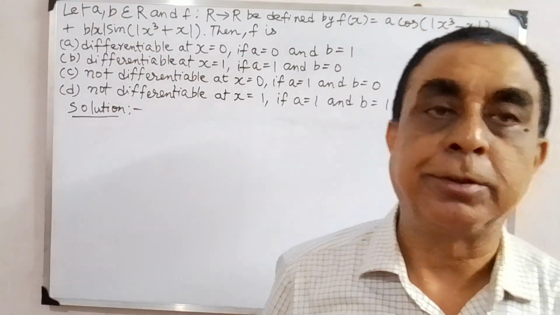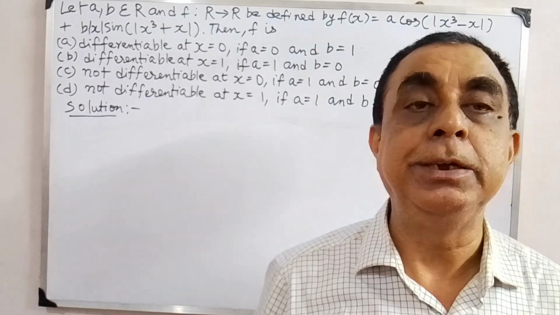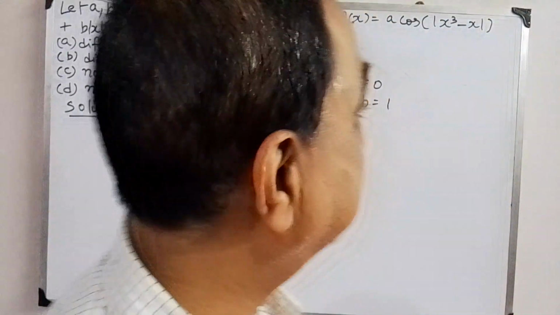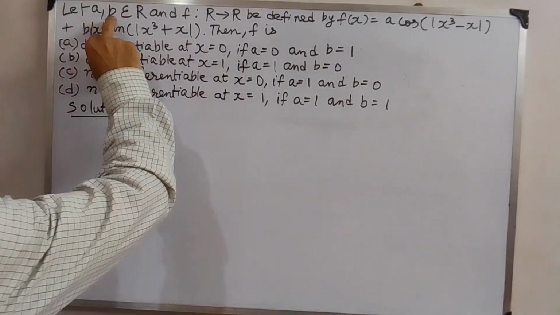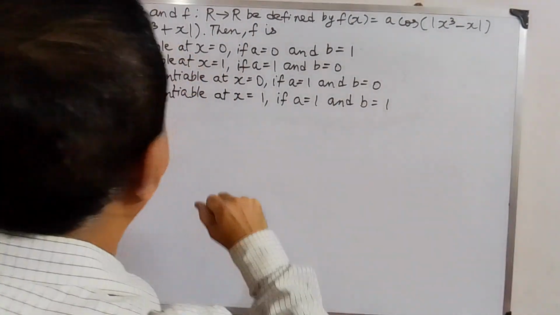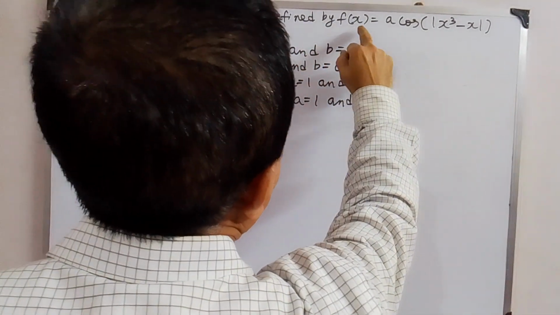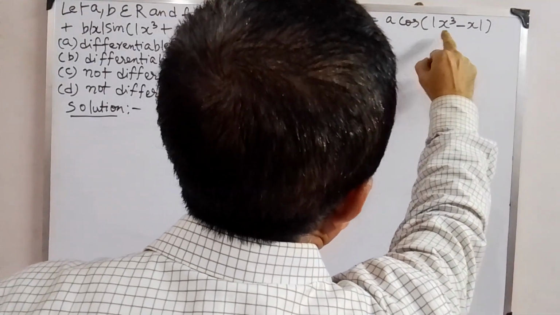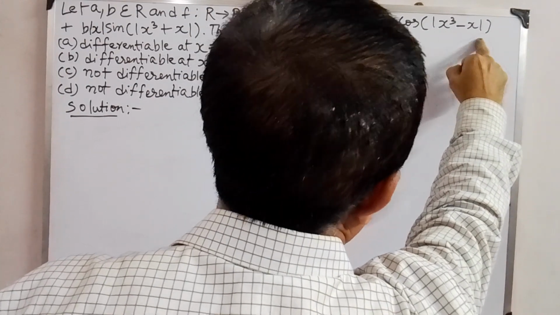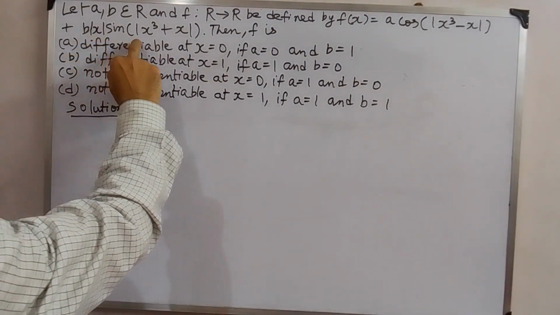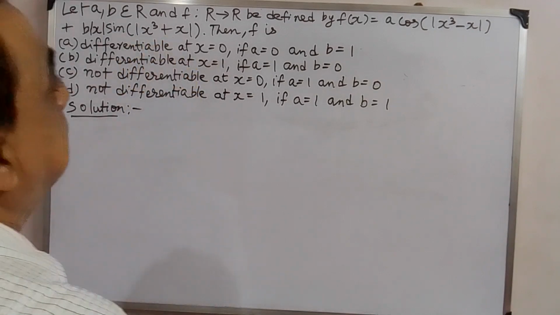Today we are doing a sum from JEE Advanced paper 2016. The sum reads like this. Let a be an element of R and f maps R to R be defined by f(x) equals a cos(|x³ − x|) plus b|x| sin(|x³ + x|).